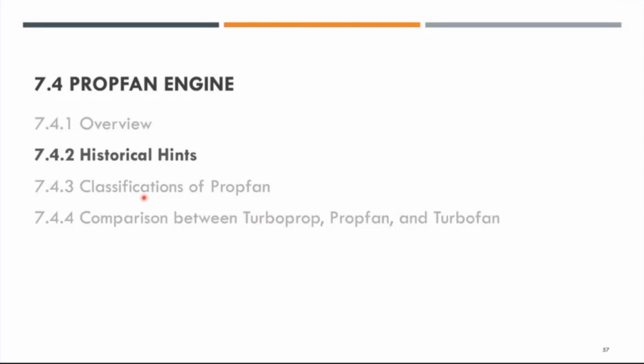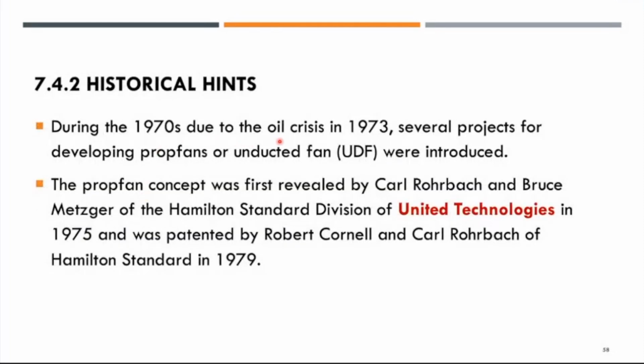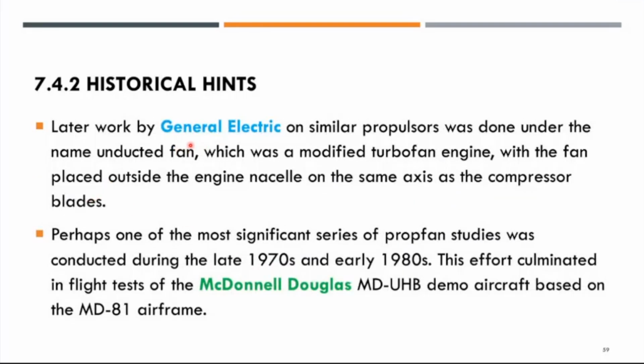Let us look into the historical aspect of it. During the 1970s, due to the oil crisis somewhere in 1973, several projects for developing propfans or unducted fans, we will use this UDF throughout this particular section, were introduced. The propfan concept was first revealed by Carl Rohrbach as well as Bruce Mercer of the Hamilton Standard Division of United Technologies in 1975 and was patented by Robert Cornell and Carl Rohrbach of Hamilton Standard in 1979. Later work by General Electric on similar propulsors was done under the name unducted fan, which was then a modified turbofan engine with the fan placed outside the engine nacelle on the same axis as the compressor blades.